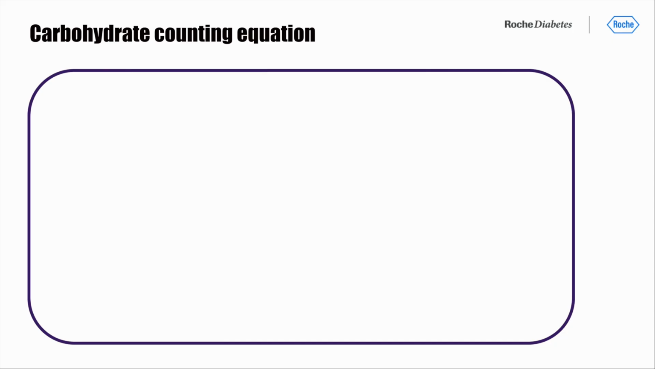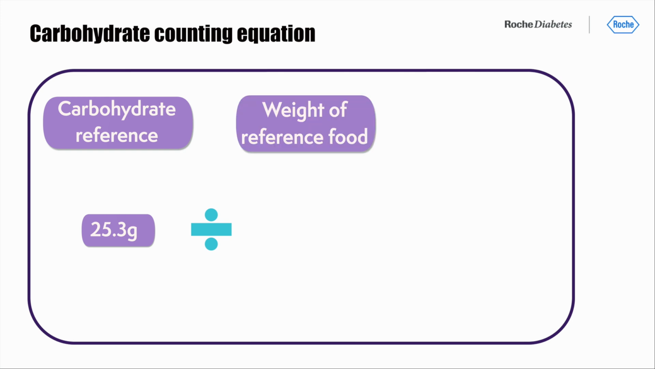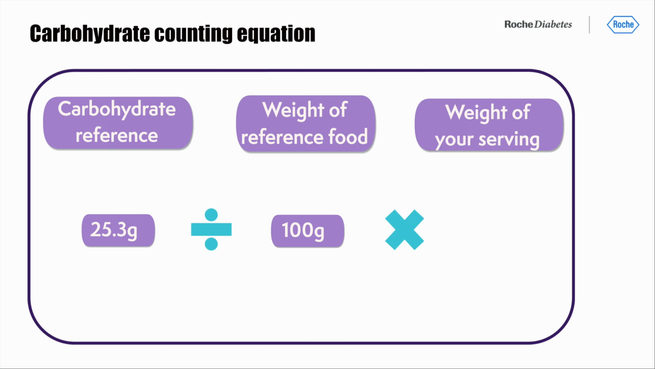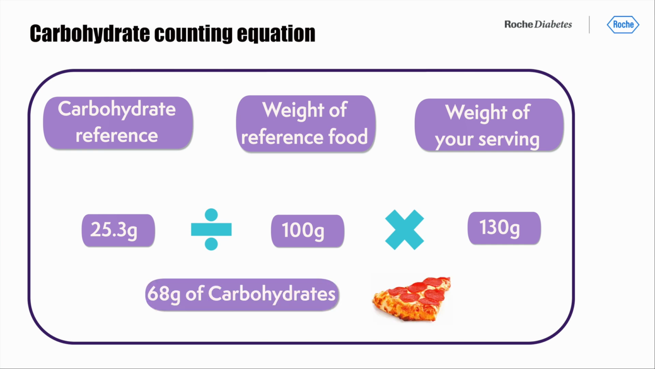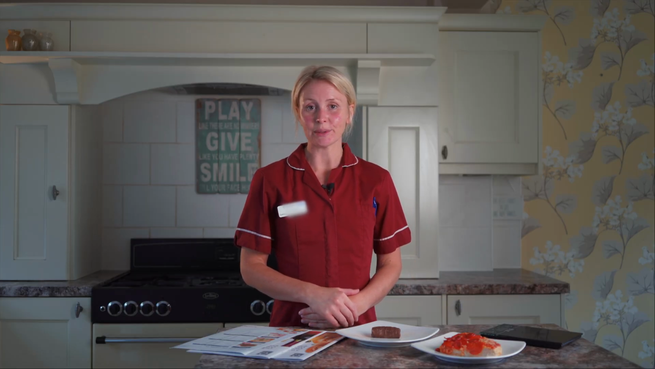So now together, let's calculate the carbohydrates from this weight. So following the calculation from earlier, we're going to take the carbohydrates in reference food, which is 25.3, divide that by the weight of the reference food, which is 100 grams, and times that by the weight of my serving, which is 130 grams. So 25.3 divided by 100 times by 130 gives us 33 grams of carbohydrates in my slice of pepperoni pizza.